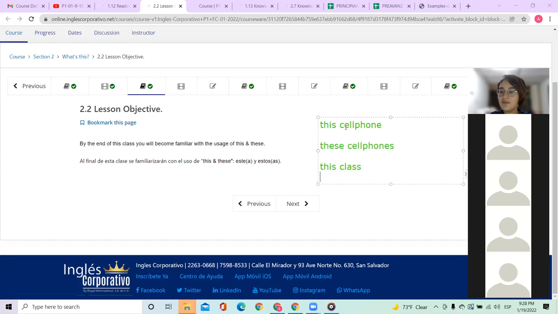This class and this classes. Right? Es un error super, super, super común y incluso cuando ya lo sabemos, suele pasar que se nos olvida y decimos this books, for example, when we should be using these books, right? Or this book, si es uno, singular, right?